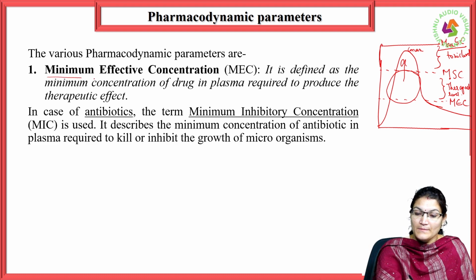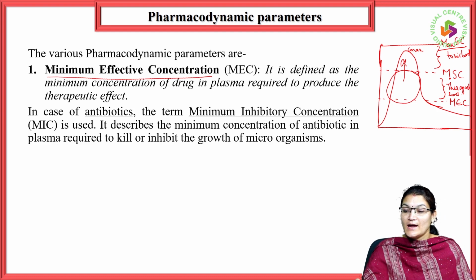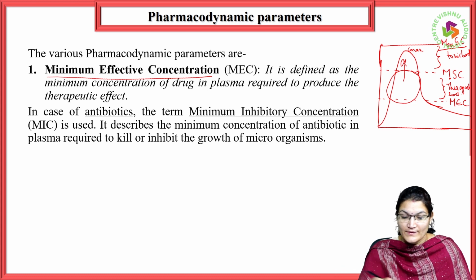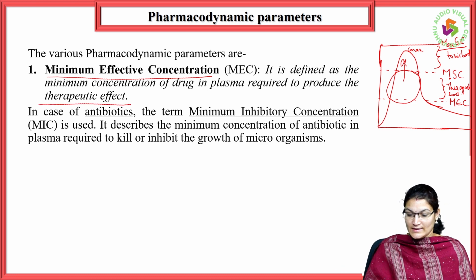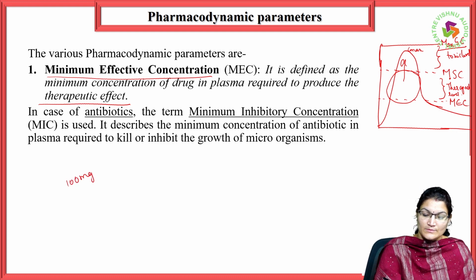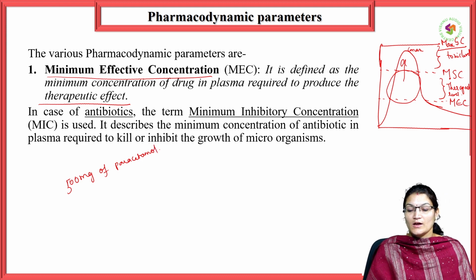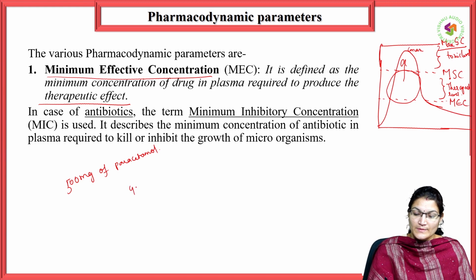So, minimum effective concentration is nothing but the minimum concentration of drug that shows the required pharmacological effect or required therapeutic effect. For example, you will take 500 mg of paracetamol to decrease the fever, and you are not sure that 500 mg will reach the blood circulation. Only 400 mg may reach the blood circulation or systemic circulation.